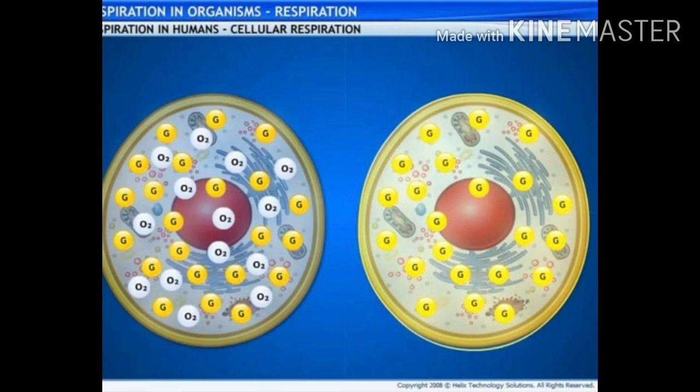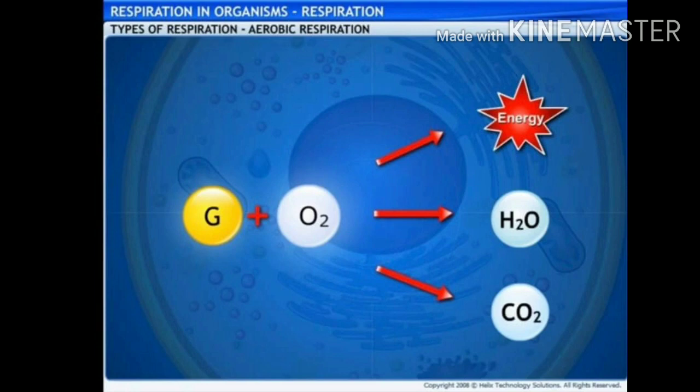In the diagram in which glucose is present with oxygen, the respiration that occurs is called aerobic respiration, because glucose reacts with oxygen and breaks down into its different components with lots of energy. But in the other diagram, only glucose is present with the absence of oxygen, so this respiration is called anaerobic respiration.